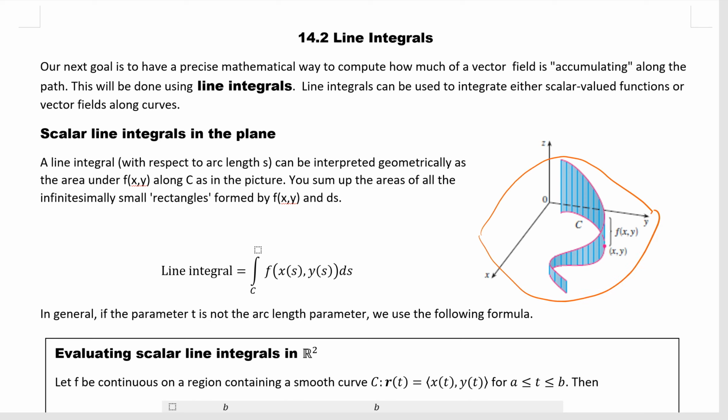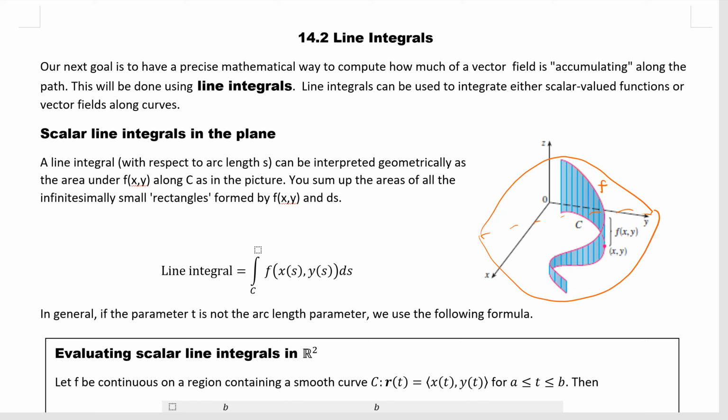Suppose we have a path on the xy plane, and if you look at this path and at the cylinder that rises parallel to the z direction, you can see this cylinder intersects the surface, and it forms a curve f. Okay, so f is this curve, and C is the curve on the xy plane.